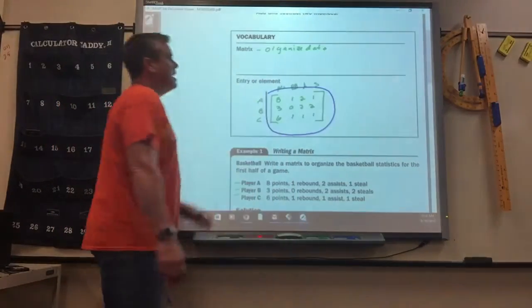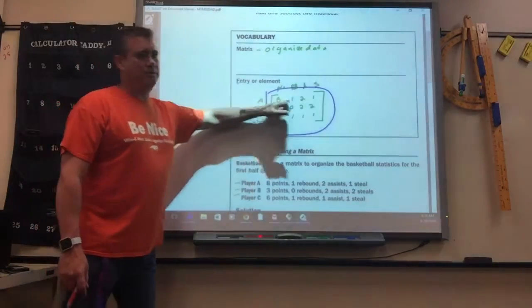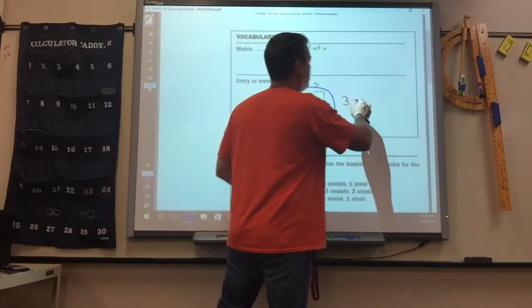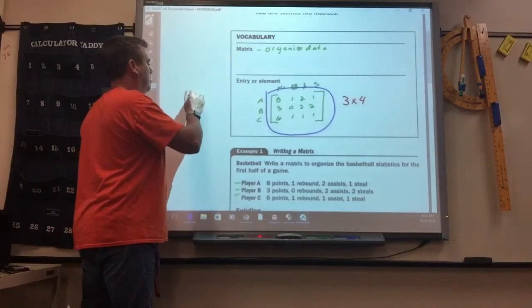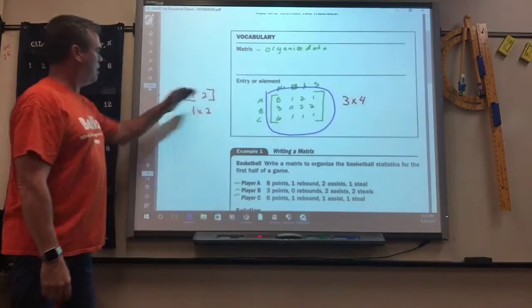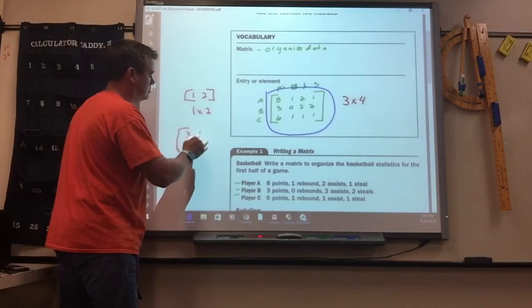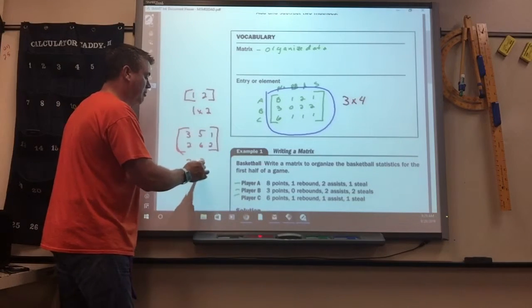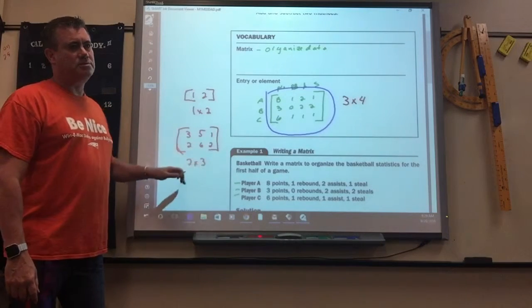But in this matrix, how many rows are in it? 3. Remember, rows go side to side. Columns are 4. And there's 4 columns, so this is called a 3 by 4 matrix. You can have, this would be a 1 by 2 matrix. 1 row, 2 columns. You could have a 2 by 3 matrix. Okay? So it goes rows by columns.